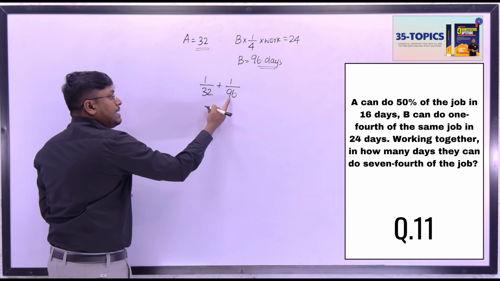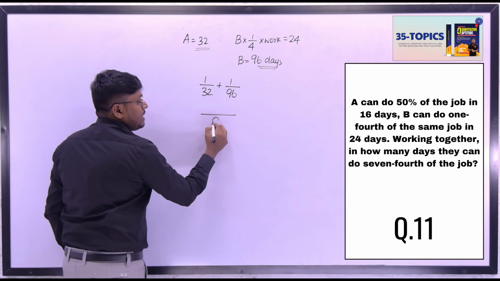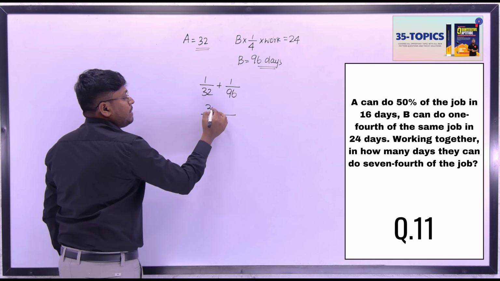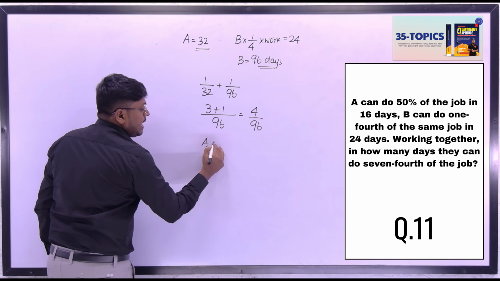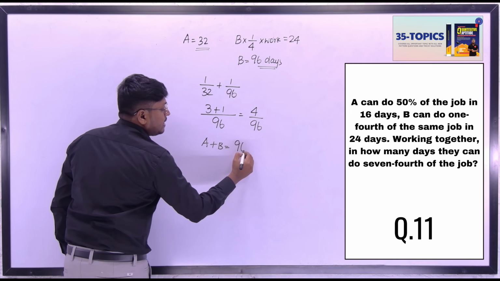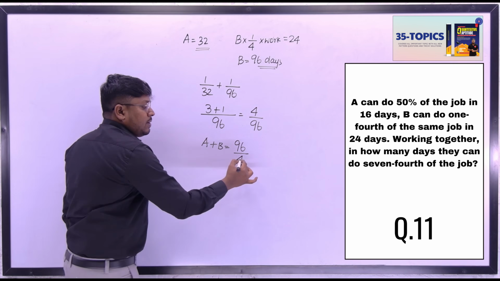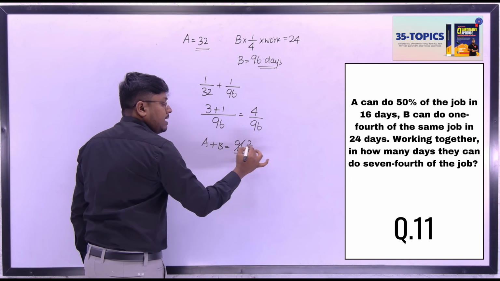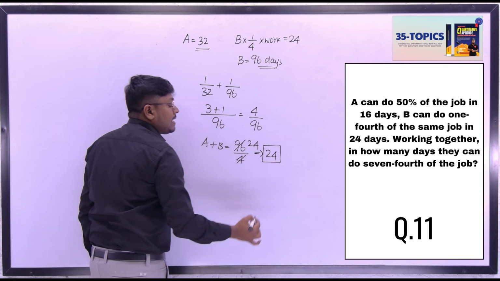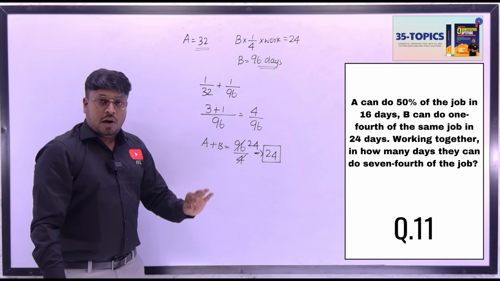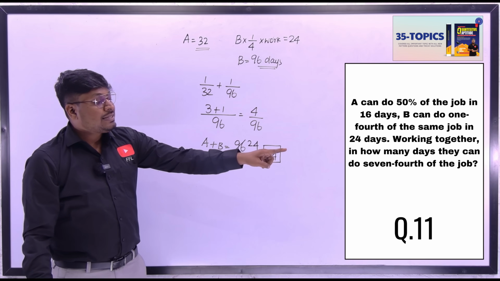So now 96 is the bigger number, which is a multiple of 32. 32 three times will be 96. So we can take 96 as the LCM. So this will be 3 times, this will be 1 times, 4 by 96. So finally A and B can complete a piece of work in 96 by 4 days. Yes, we can cancel it also. I think 2 fours are 8, remaining will be 1, 4 fours are 16. So A and B can complete a piece of work in 24 days. But now our final target is to find how much time they take to do 7/4 of the job.